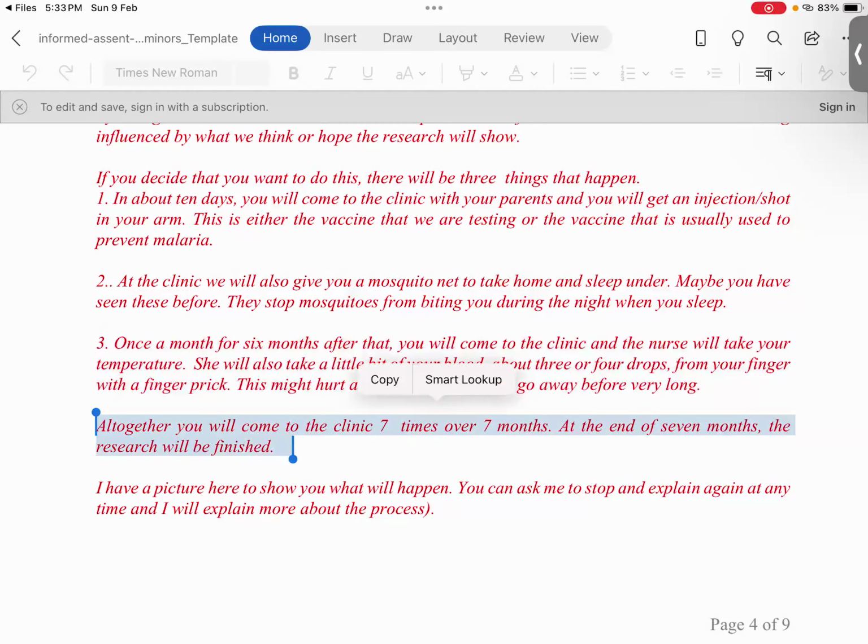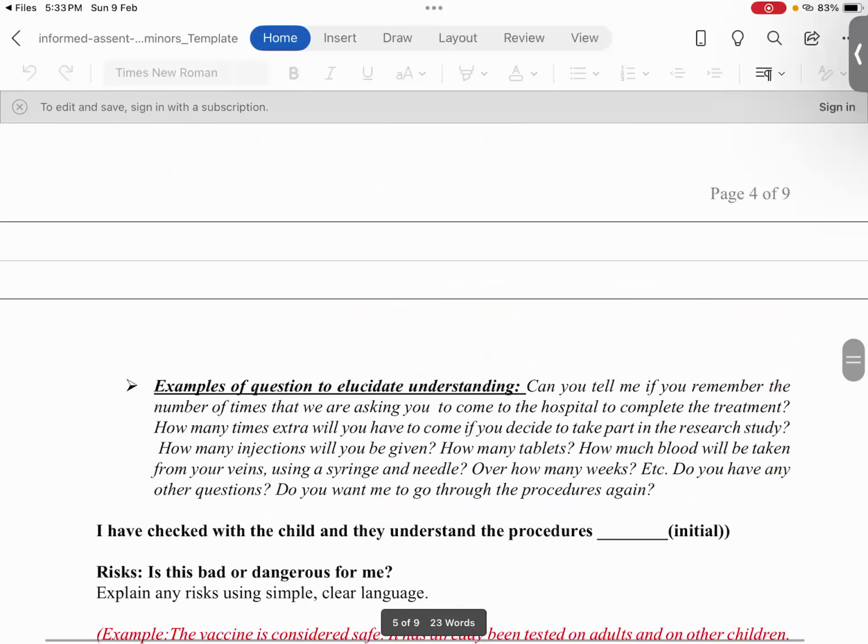Altogether, you will come to the clinic 7 times over 7 months. So basically, you are telling them the trial will be 7 months, and 7 times you have to come to the clinic. At the end of the 7th month, the research will be finished. This is how you explain even in the assent. You go even simpler than the consent. So now I won't be reading any more text.